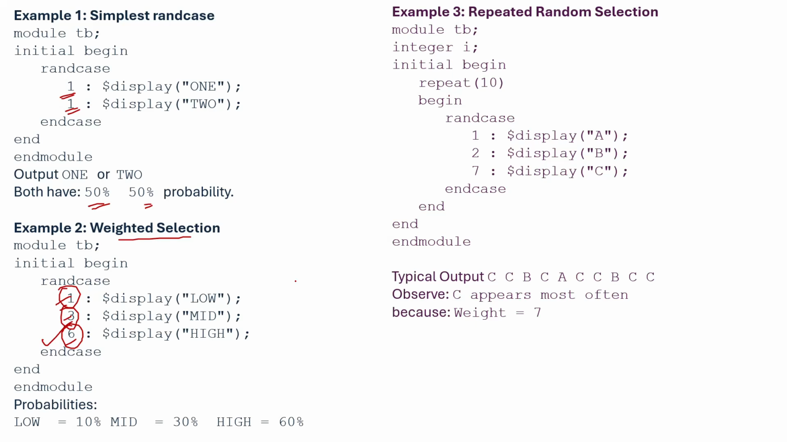Display C is getting more chance to appear at the output side. Okay, we get the output weight as 7. C can appear most often. See, 1, 2, 3, 4, 5, 6, 7. Seven times we got it at the output side. So that is the repeated random selection.